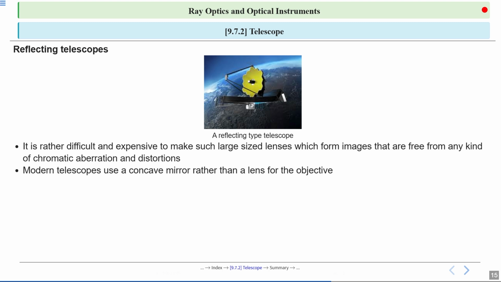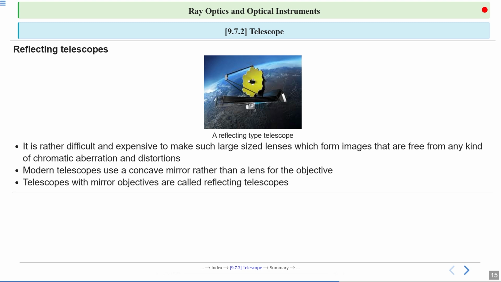Modern telescopes have shifted towards using concave mirrors instead of lenses for the objective. Concave mirrors can focus light without the chromatic aberration issues associated with lenses, providing clearer and more accurate images of distant objects. So there is no chromatic aberration. All the colors focus on one point after reflecting from the mirrors. In the case of mirrors, chromatic aberration can be eliminated.